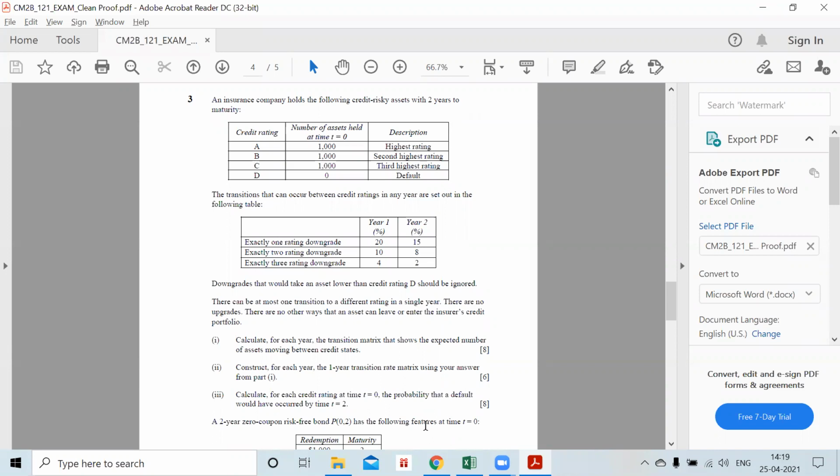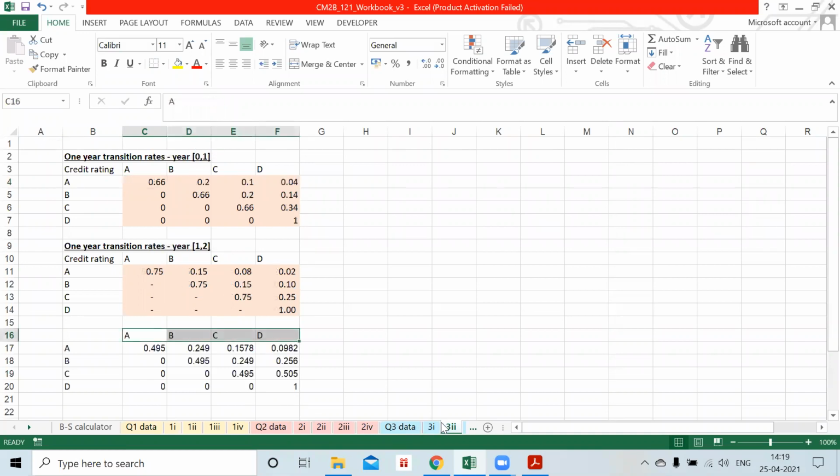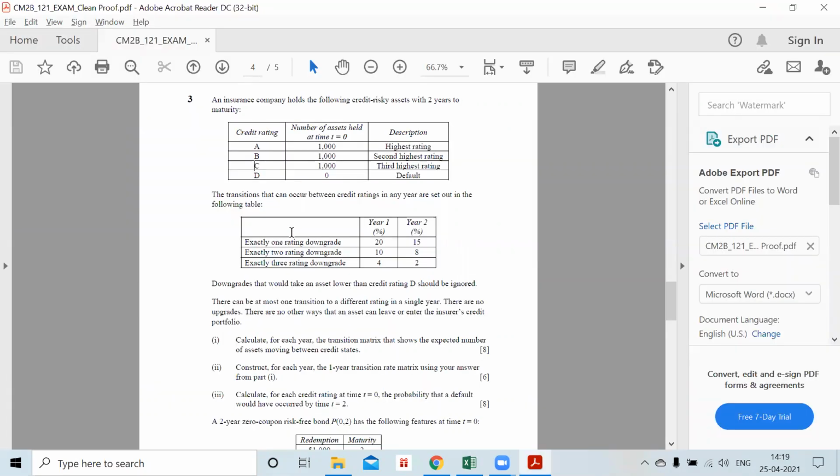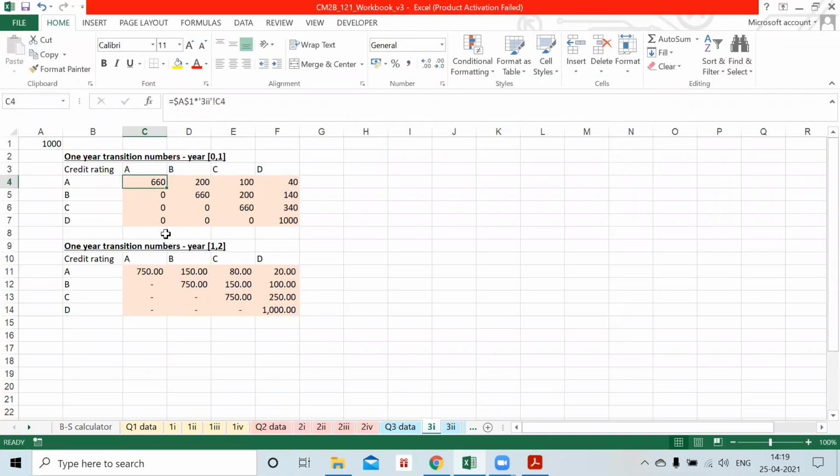Calculate the transition matrix that shows the expected number of assets moving between the credit states. So for moving between the credit states, if you see, it's nothing but 1,000 times the transition probabilities, which we can find out over here. So this is, I have used part 2, where the transition probabilities are first listed out. So first listed out the transition probabilities 0.66, 0.2, 0.1, and 0.04, and so on. And there are 1,000 at each state. So we can calculate this as well. And for next year, it is 750, 150, and so on.